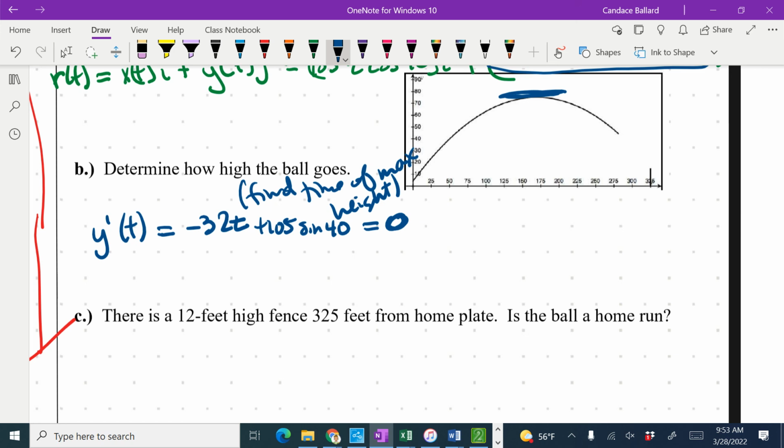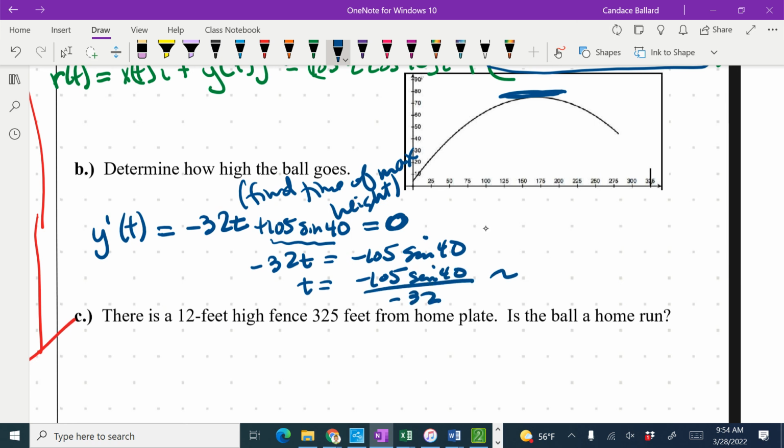Okay, so that doesn't look too horrible, I hope. We're going to get it put in our calculators here in a minute. How am I going to take this ugly number and put it to the other side? Subtract it. 32t equals negative 105 sine of 40. And then what am I going to do with the 32? Divide. So I've got negative 105 sine of 40 over negative 32.